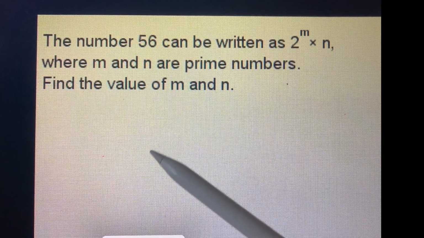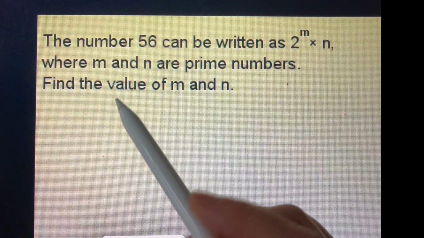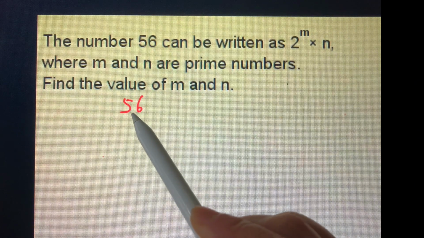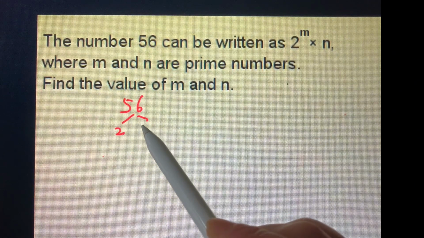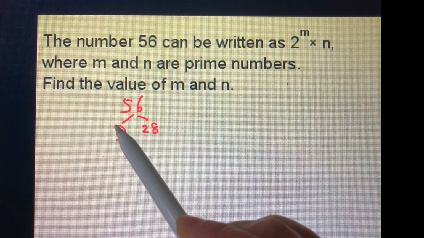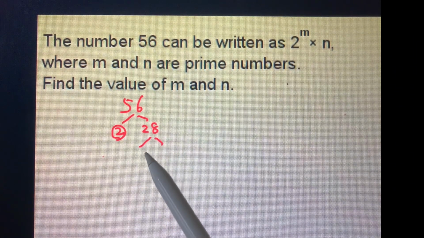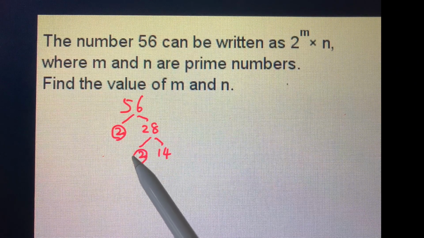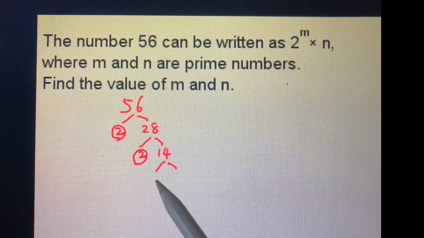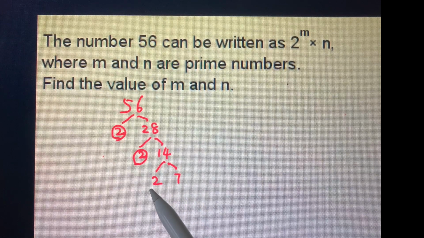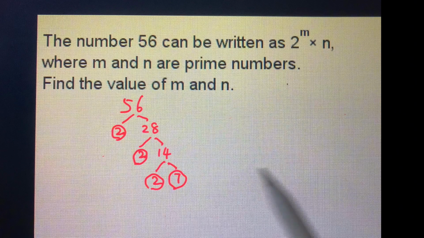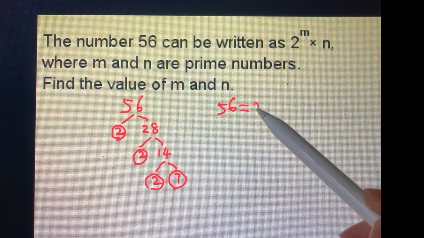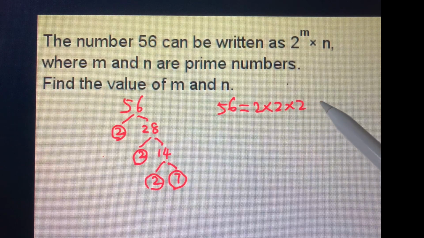This is last time's homework. I start with the number 56. I split into 2 times 28. 2 is a prime number. 28 is 2 times 14. 2 is a prime number. 14 is 2 times 7. They are prime numbers. So 56 equals 2 times 2 times 2 times 7.